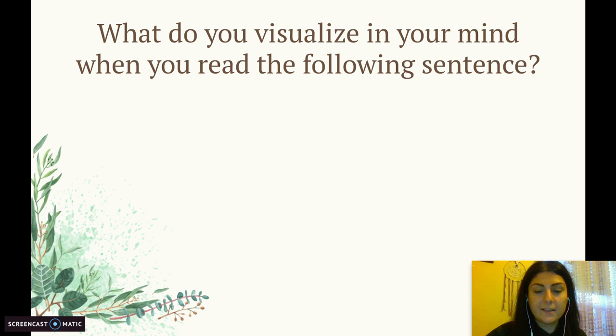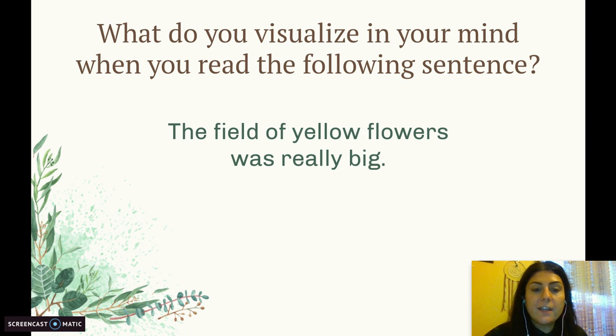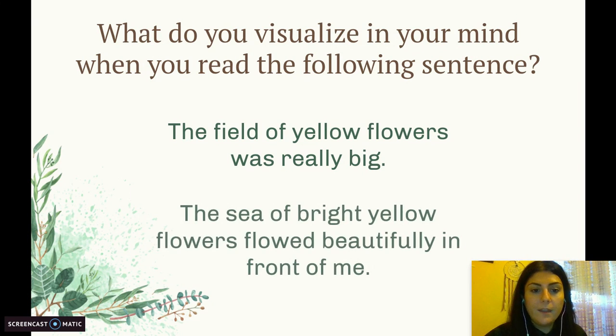Okay, so here it is. I want you to visualize in your mind what you see. Think about what you see as you read the sentence. The field of yellow flowers was really big. Okay, so here's the second sentence. The sea of bright yellow flowers flowed beautifully in front of me.